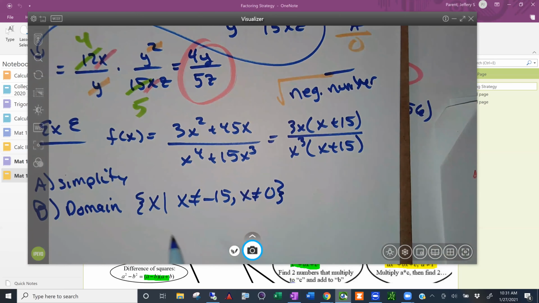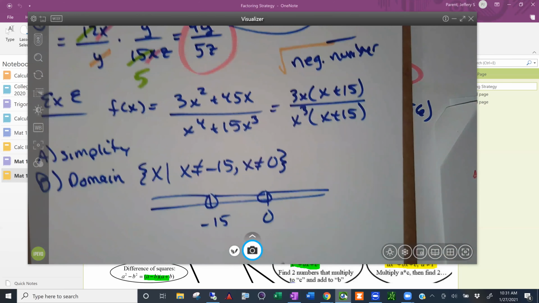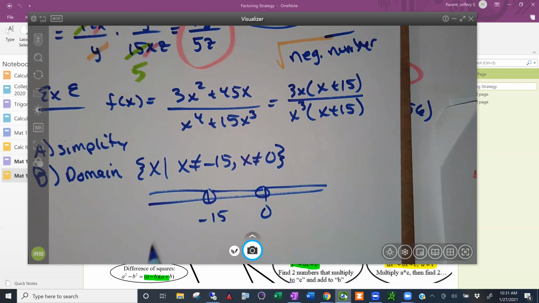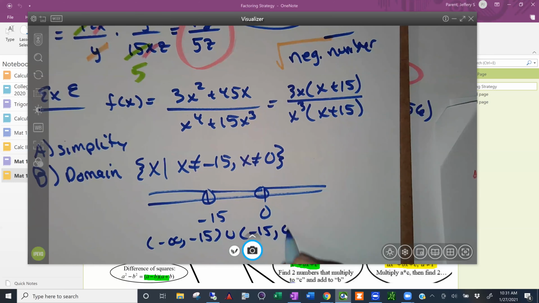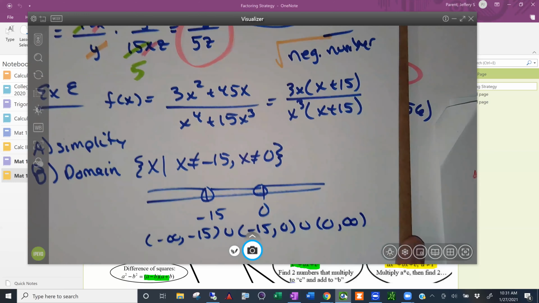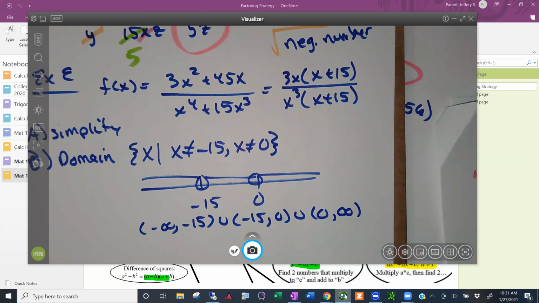If you were to put that on a number line, it'd look like this. Everything here and everything here. You're just avoiding those two numbers. If you had to write it in interval notation, it would look like this. Union. I'm not sure how they're going to want you to input it, but there's 3 different ways that you could list it. It might just ask you for the values of x that you can't put in.